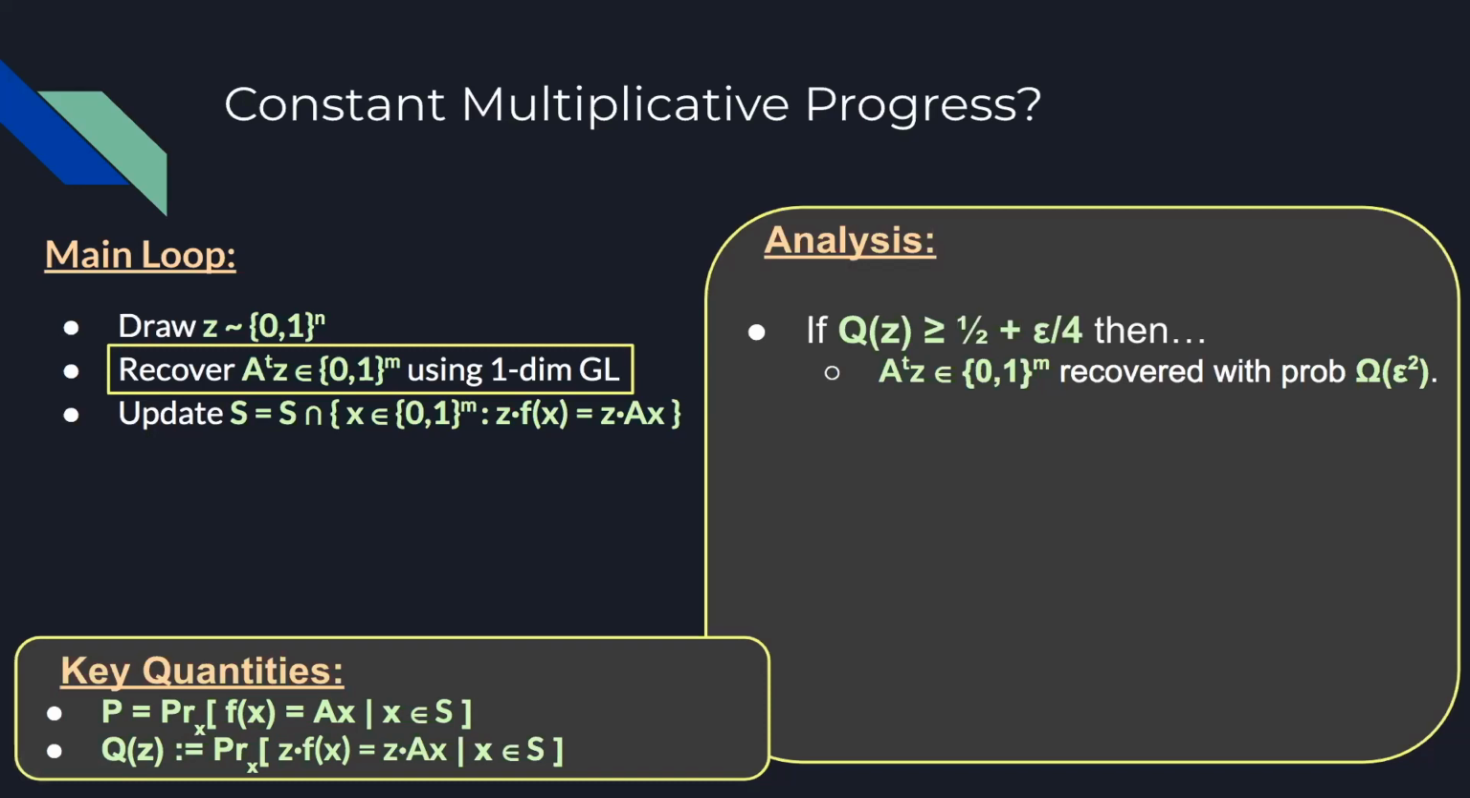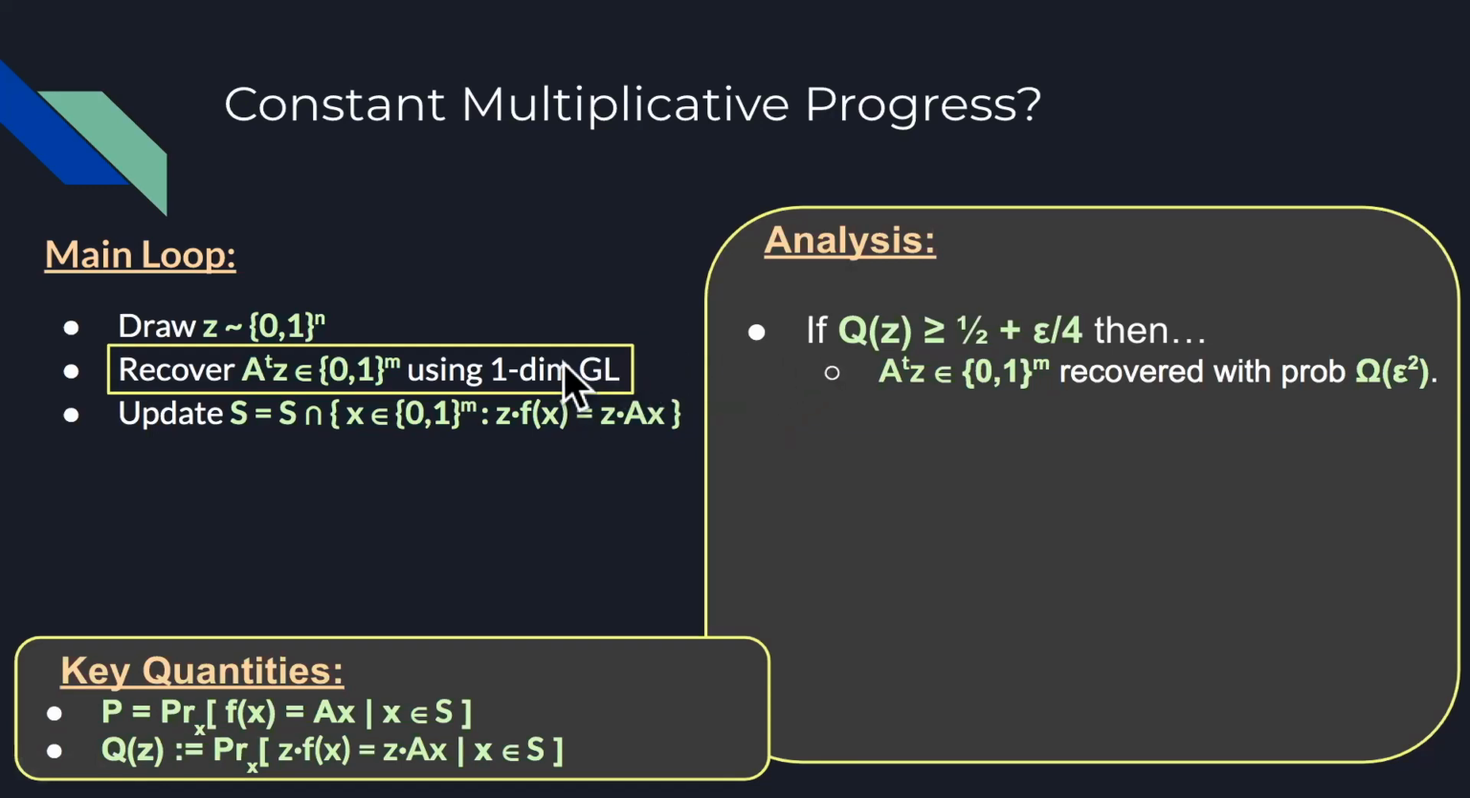To analyze this, okay, so we do need Q. So Q is basically the probability that the linear condition holds given that you're in S. The probability that Z times f of X equals Z times A of X given that you're in S, and it's a function of Z. And the Goldreich-Levin theorem is going to work.